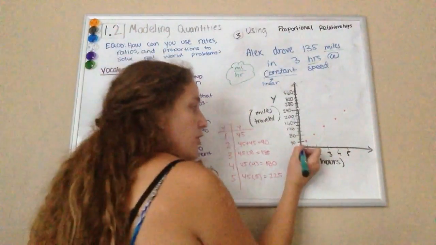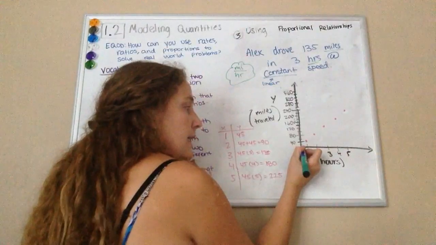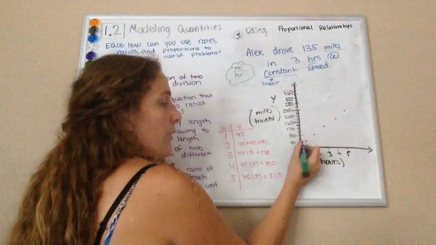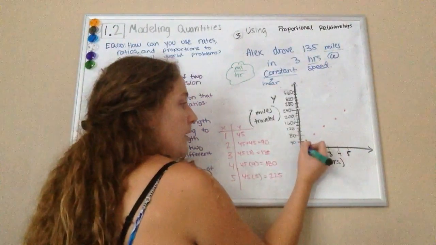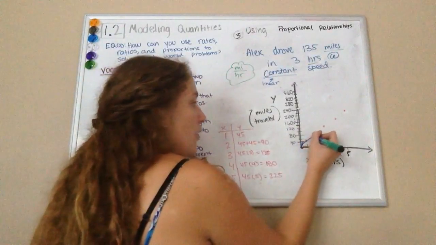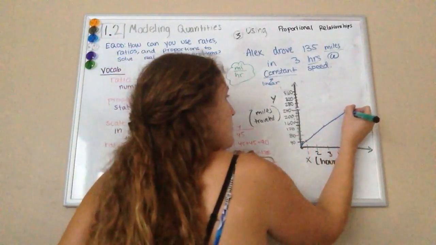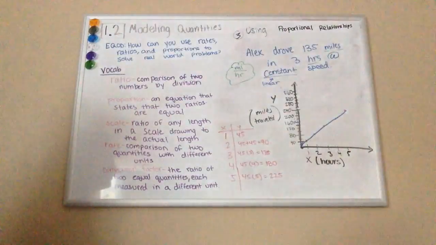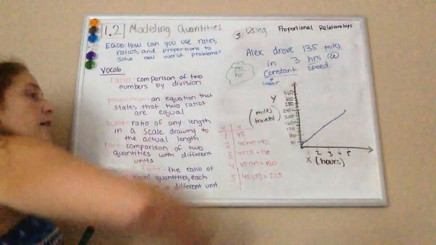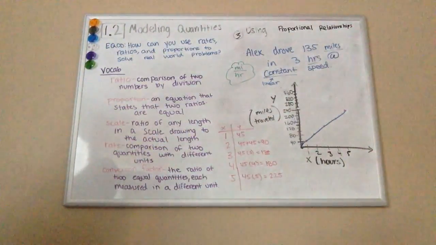So he starts traveling here. He doesn't stop traveling until 1 hour, right? He's traveling the whole time. So his speed is there the whole time. His speed is constant that whole time. So we do continue, we do connect it with a line.